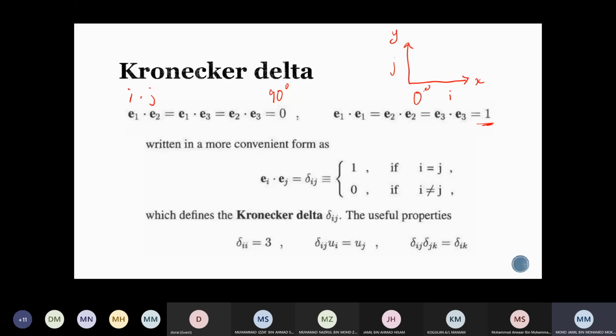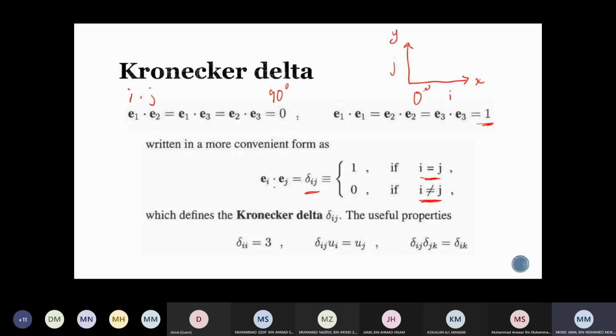So we can write this in a more compact, or convenient, form. Let's say we have ei dot ej. We can write this with a symbol that we call the Kronecker delta. So delta ij equals 1 if i equals j, and delta ij equals 0 if i does not equal j.